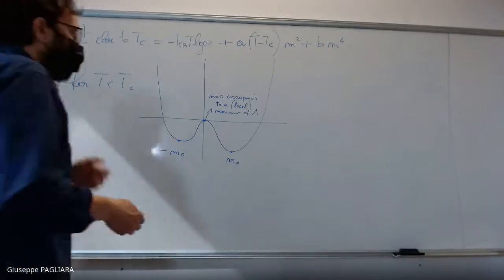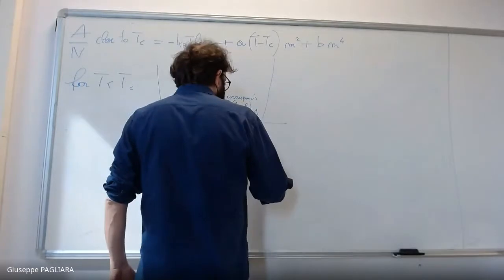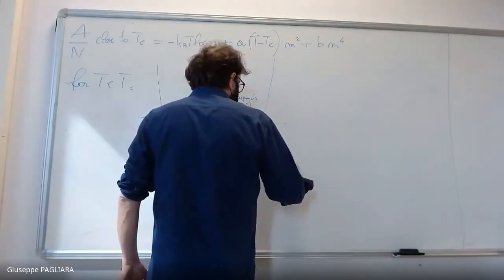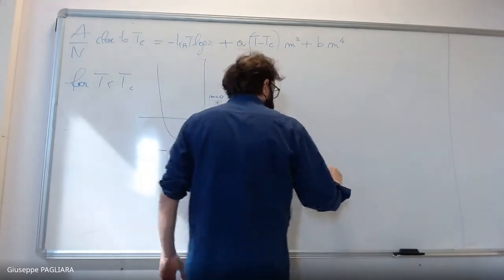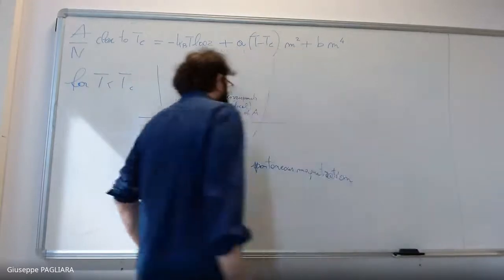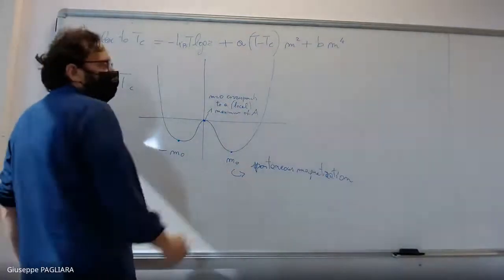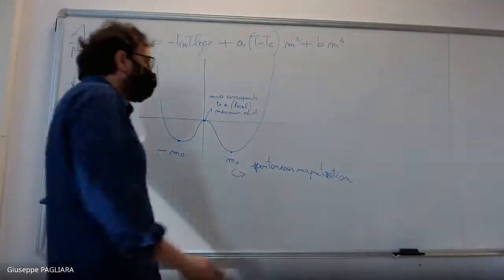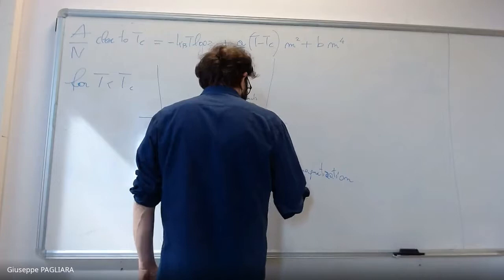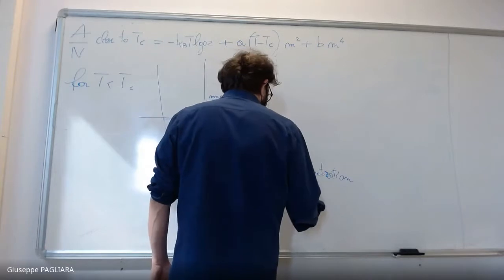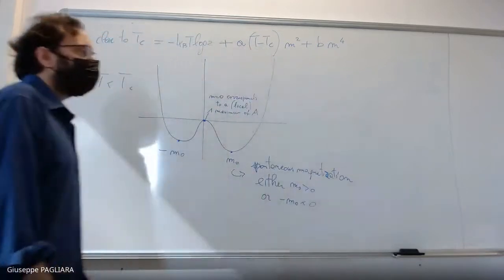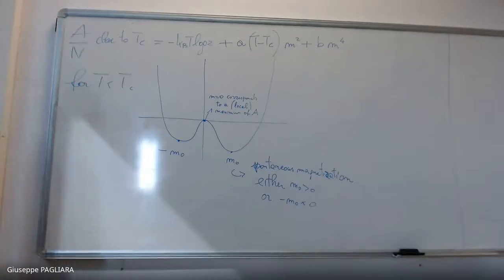and therefore we have spontaneous magnetization. Okay? This corresponds to a spontaneous magnetization, which can occur either with a positive value of m0 or a negative value, minus m0, which is smaller than 0. We do not have any preference, so these two minima are degenerate, at least in this situation.